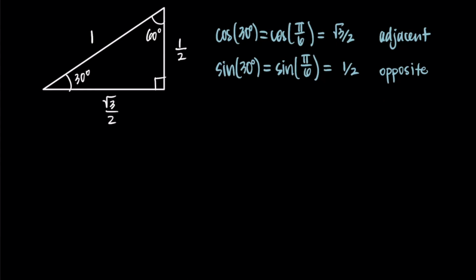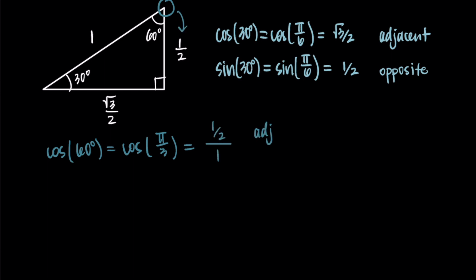Okay, so now we're going to use this same triangle to find the values for 60 degrees. So instead of starting at the 30-degree angle, we're going to position ourselves at the 60-degree angle. So cosine of 60 degrees is the same as cosine of pi over 3, and we're looking at the adjacent side over the hypotenuse. So here, the adjacent side is 1/2, and then we're dividing by 1, the hypotenuse, and so we're getting 1/2 as the cosine.